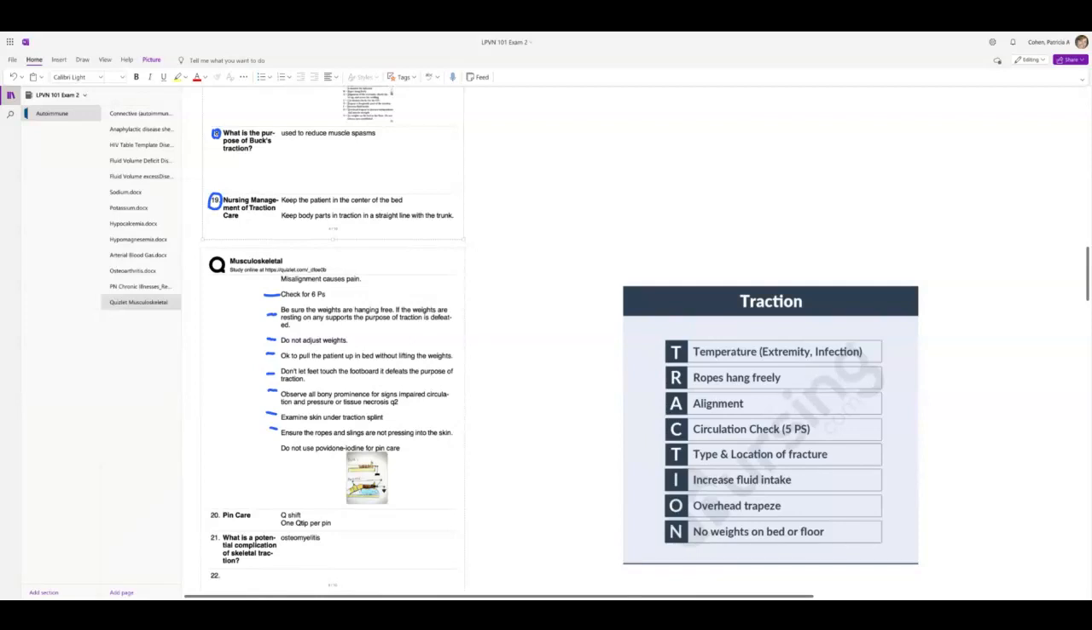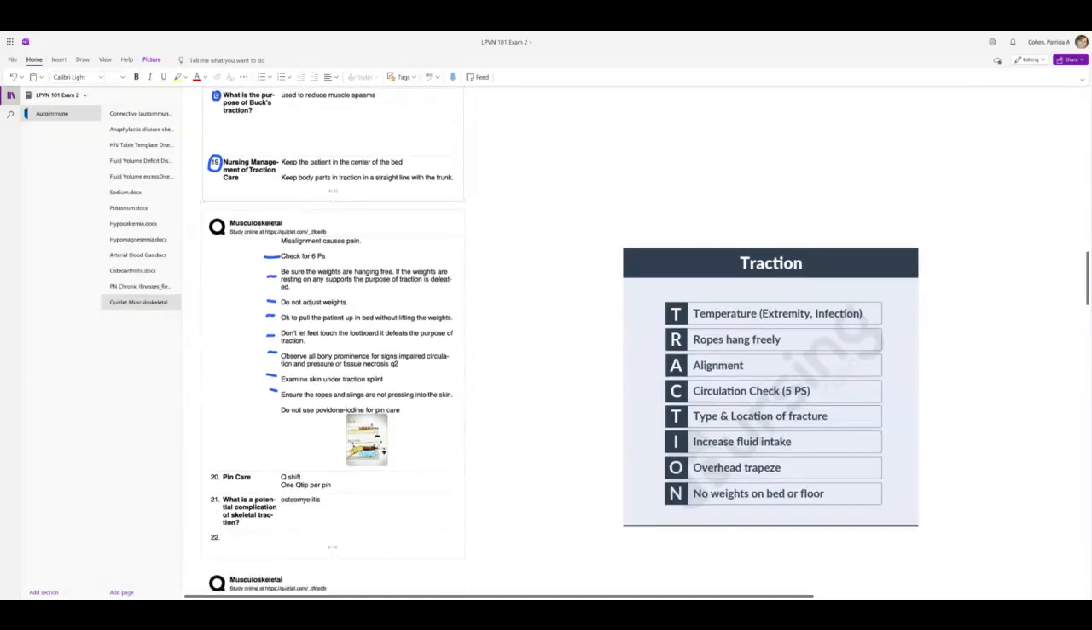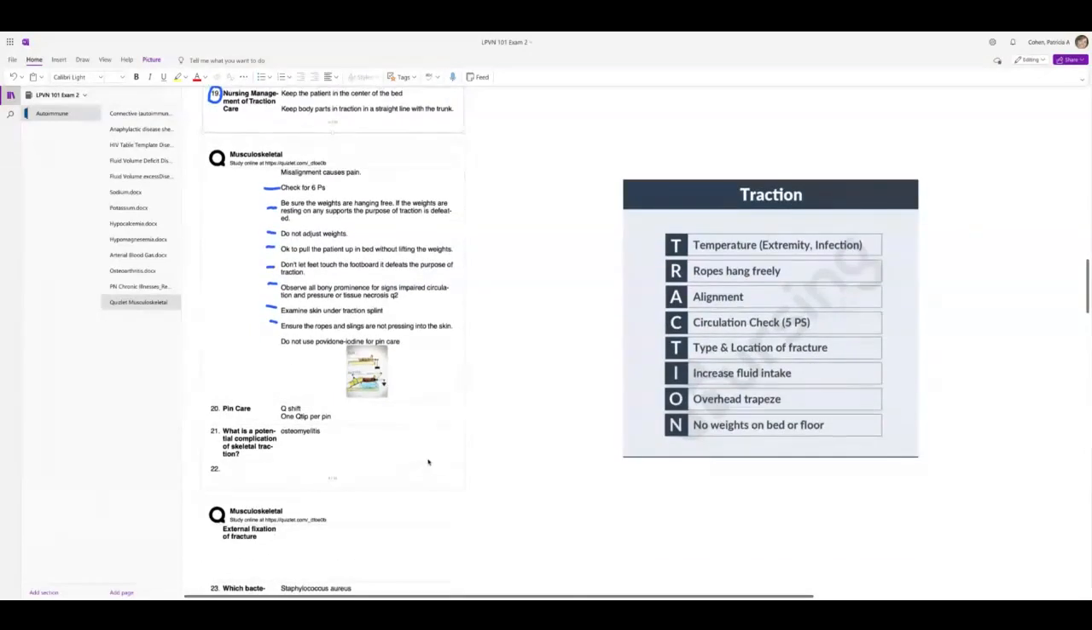Observe all bony prominences. You're going to check their skin Q2. Don't forget the skin under the boot, the traction splint, okay? Make sure you're checking that skin, and make sure the ropes hang freely and there's no knots in them, okay? All right, so here's traction.